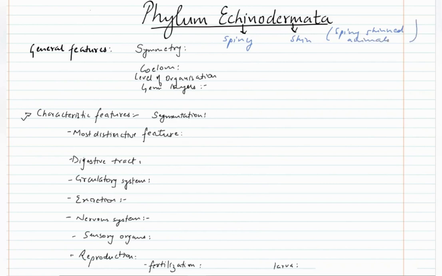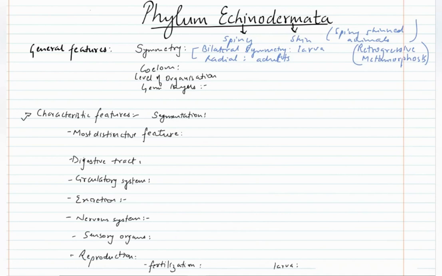Talking about their general features, they have bilateral symmetry in larva and radial symmetry in adults. As we have already discussed, bilateral symmetry is a new characteristic and radial symmetry is an old characteristic. So this type of development of larva to an adult, where a primitive characteristic appears, is known as retrogressive metamorphosis. Metamorphosis is the development of larva into adult, and since a new feature is being reverted back to a primitive feature, it is known as retrogressive metamorphosis.